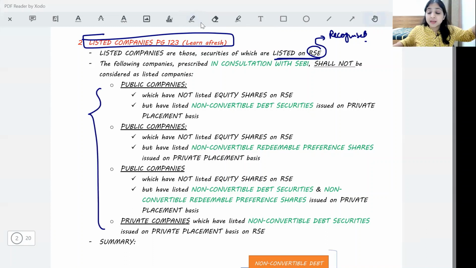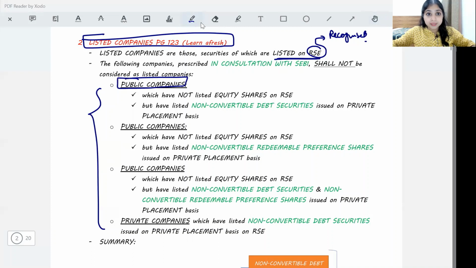These 4 companies were earlier considered as listed companies, but henceforth, these 4 companies will not be considered as listed companies. Even earlier the provision was that listed companies are those companies whose securities are listed on a stock exchange. Even now that concept is still existing, no change in that. But there are 4 companies which were earlier considered as listed companies, but they will now not be considered as listed companies anymore. What are those 4 companies?